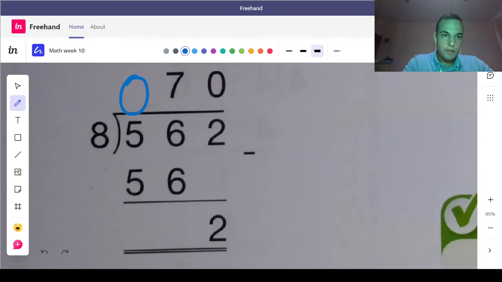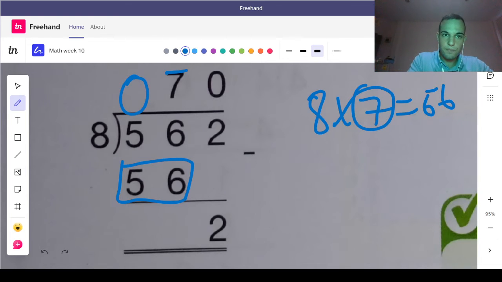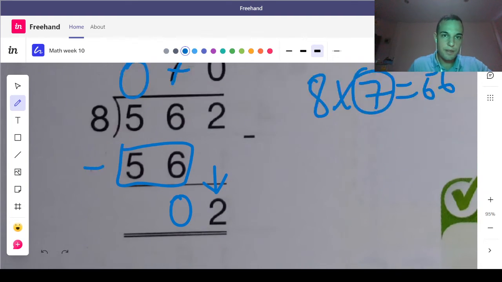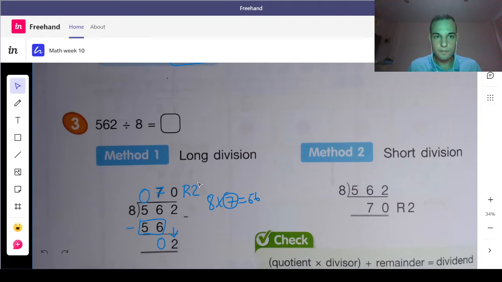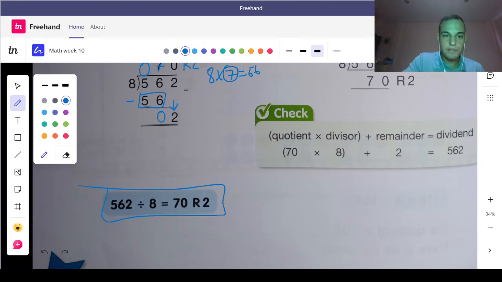Okay? So then we go into the tens. How many times does 8 go into 56? Well, 8 times 7 equals 56. So we have 7. So 56 minus 56 is 0. And we bring down the 2. Does 8 go into 2? No. So the answer is 70 remainder 2. Okay, there it is. The answer, 70 remainder 2.